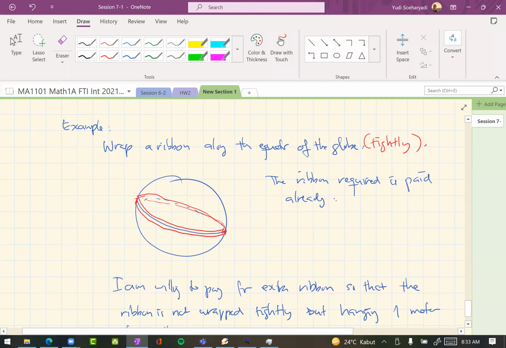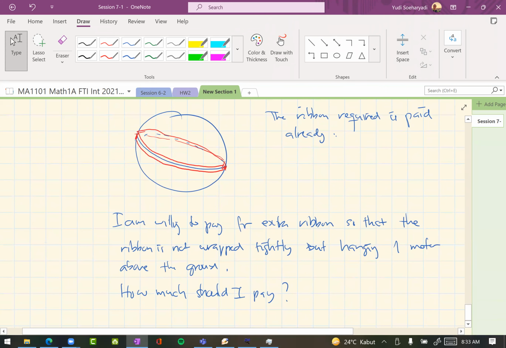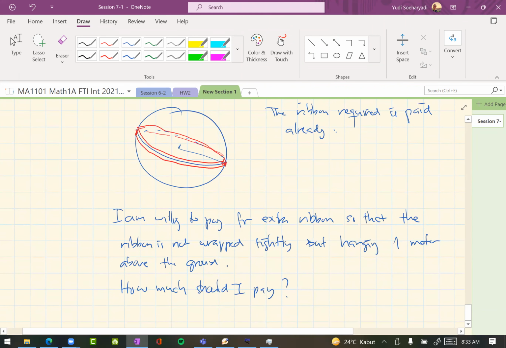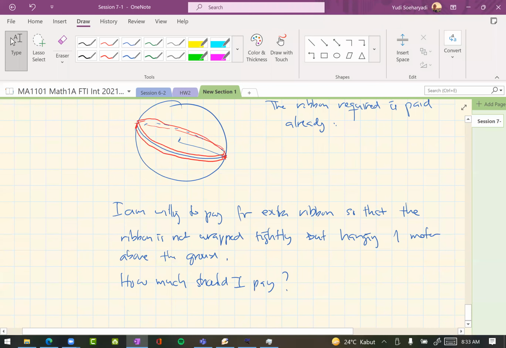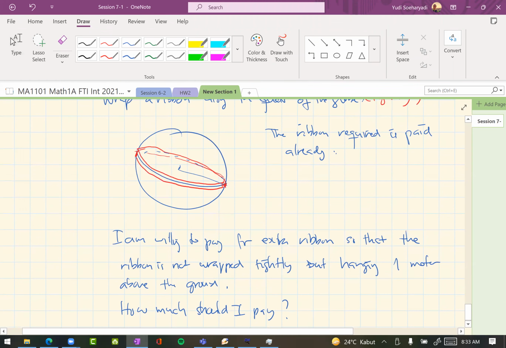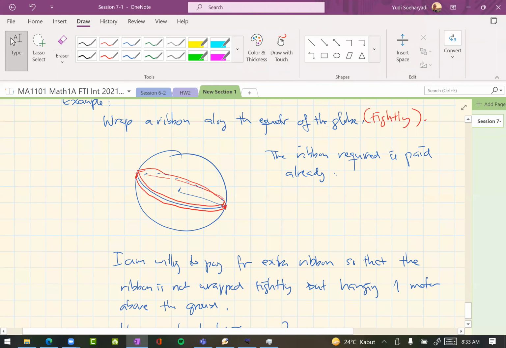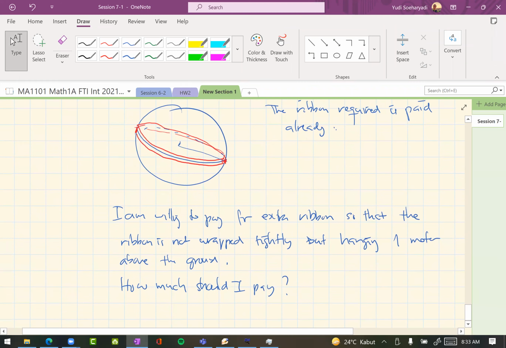Okay, ribbon is cheap, but the thing is, that's along the equator. Do you think I would pay a really high price, or what do you think? Is that going to be a large sum of money or what? Guess first. Do you see the problem? What you need to compute?